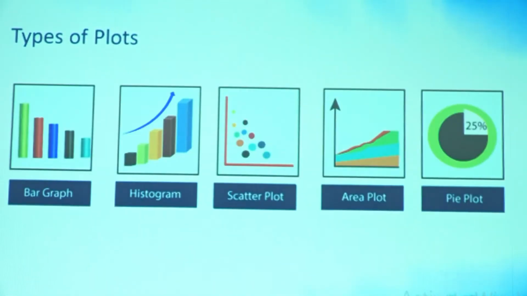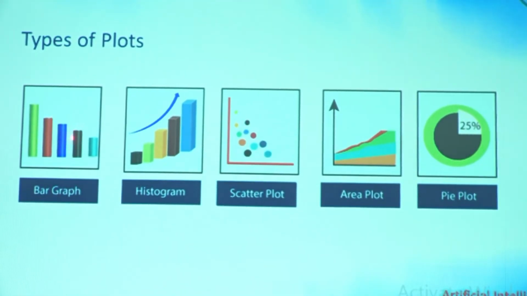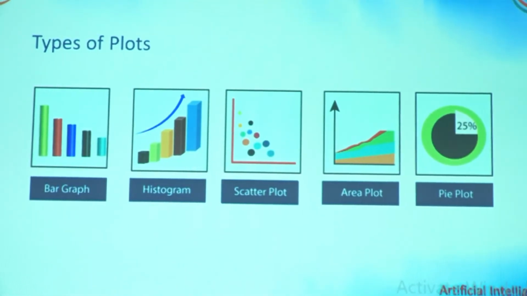Now, different types of plots, guys. What is this? Bar graph. What is this? Both look the same. What is the difference?